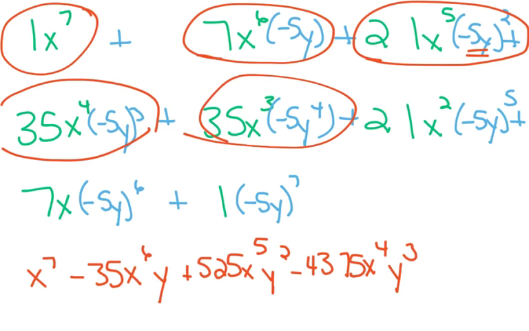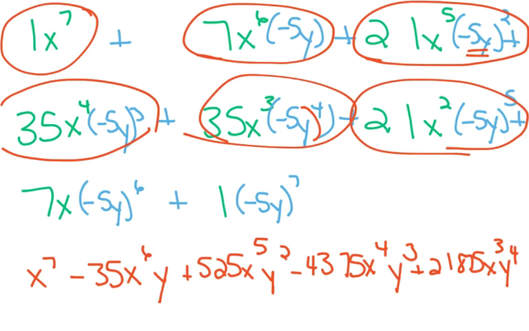The next term, I'm going to multiply 35 times negative 5 to the 4th. I should have put the parentheses there. When you raise a negative to an even power, it will become positive. So it's going to be positive 625. 625 times 35 is positive 21,875 x to the 3rd y to the 4th.